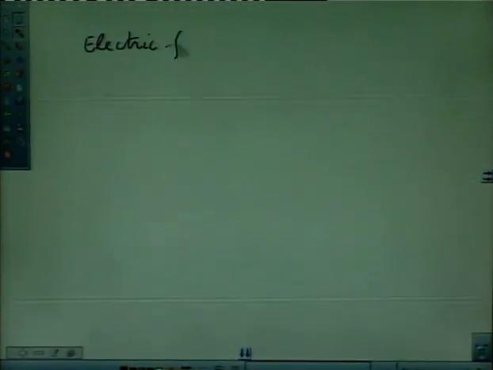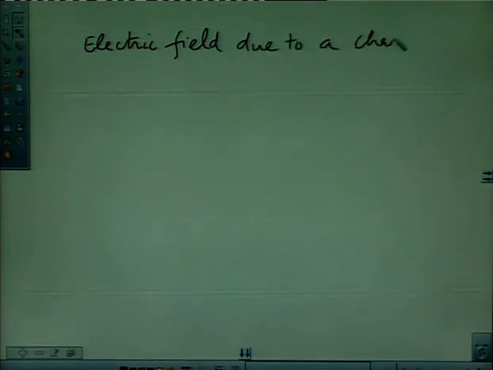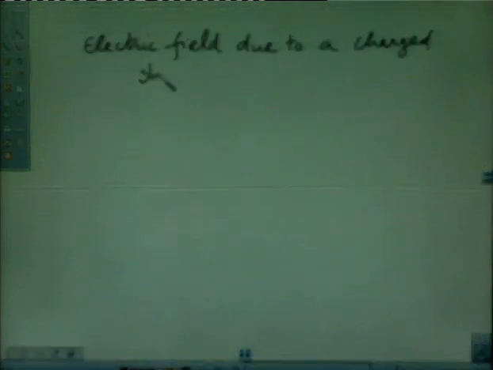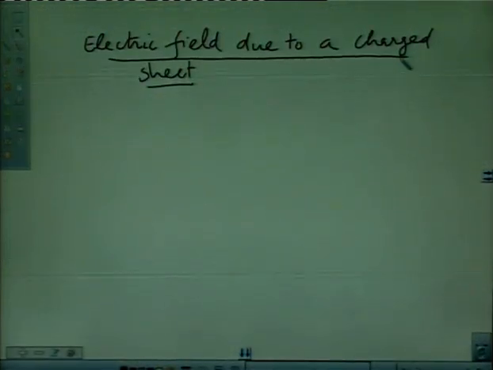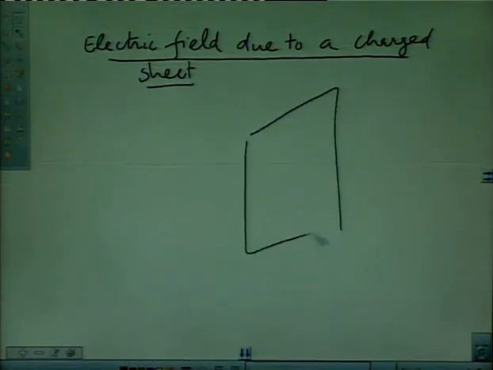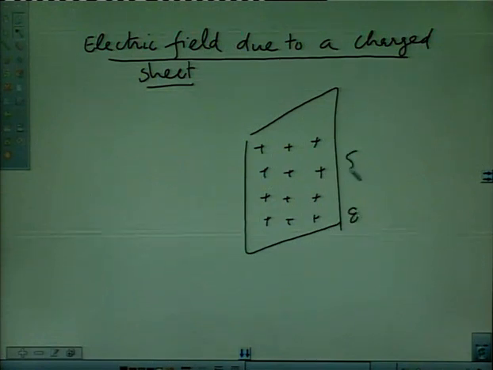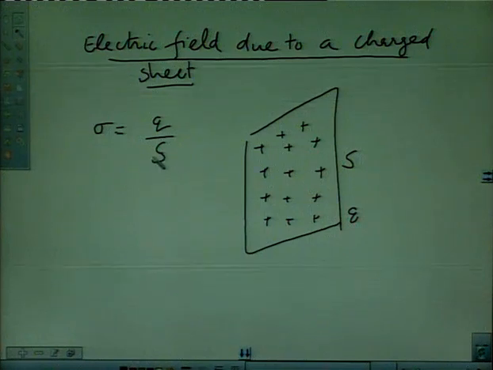So, next is the electric field due to a charged sheet. If we talk about a charged sheet, it is given positive charge Q uniformly distributed over the whole surface S. Here we have the surface charge distribution sigma. This is the surface charge density, it is equal to Q upon S, the total surface area.